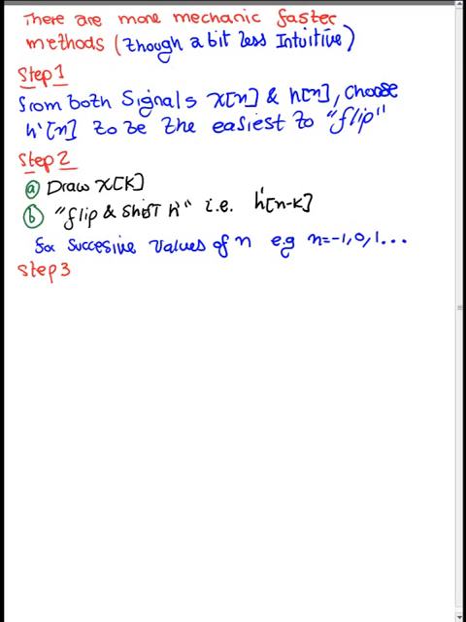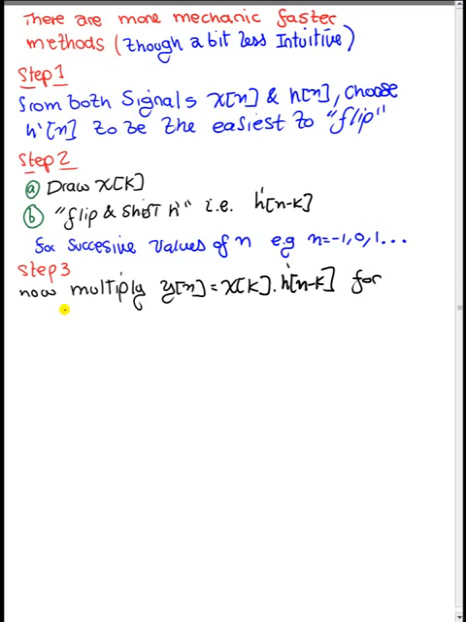So now, step 3, you multiply: y of n is equal to x of k multiplied times h of n minus k, and remember that's h prime, for your values of n.